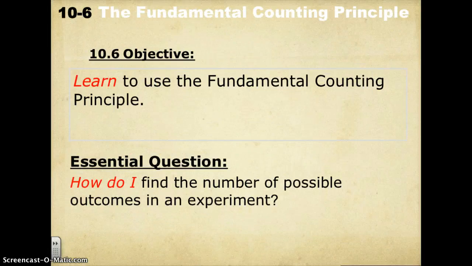Chapter 10, Section 6. Objective: learn to use the fundamental counting principle. Essential question: how do I find the number of possible outcomes in an experiment?